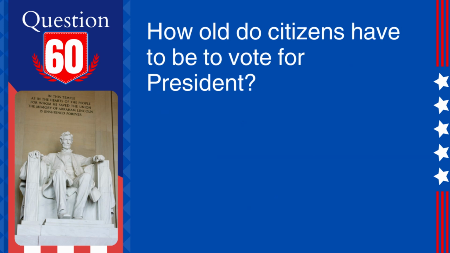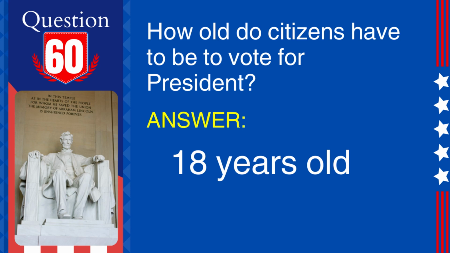60. Question. How old do citizens have to be to vote for president? Answer. 18 years old. Explanation. The legal voting age in the United States is 18, as established by the 26th Amendment to the U.S. Constitution.